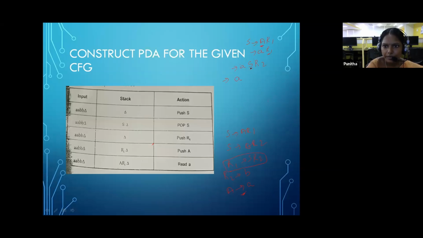Right, for S I need to go for substitution. I have 2S. You can go for any representation. Okay, let me check this first one: A R1 R2. I'm checking the first one.